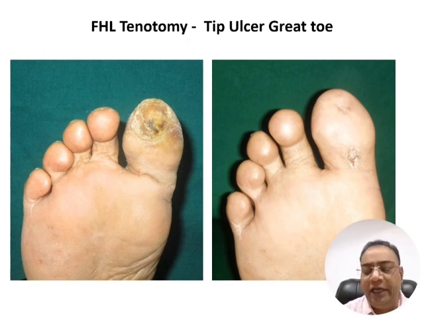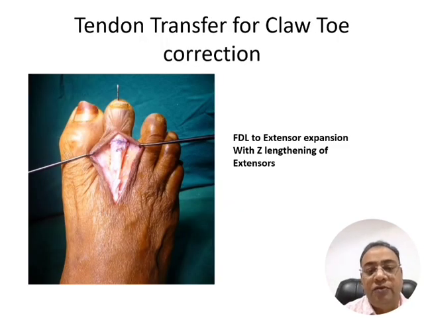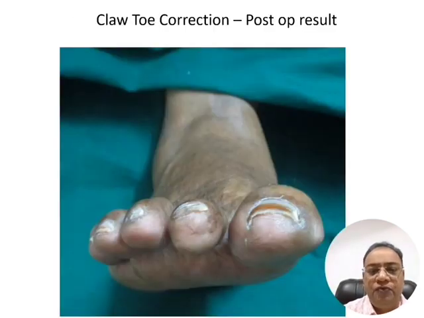the healing with it. This is a claw toe deformity where the Girdlestone-Taylor tendon transfer has been done. This is what I mean to say. It's flexor digitorum longus to extensor transfer, with Z-plasty of the extensor done. This is the post-operative correction that came down.